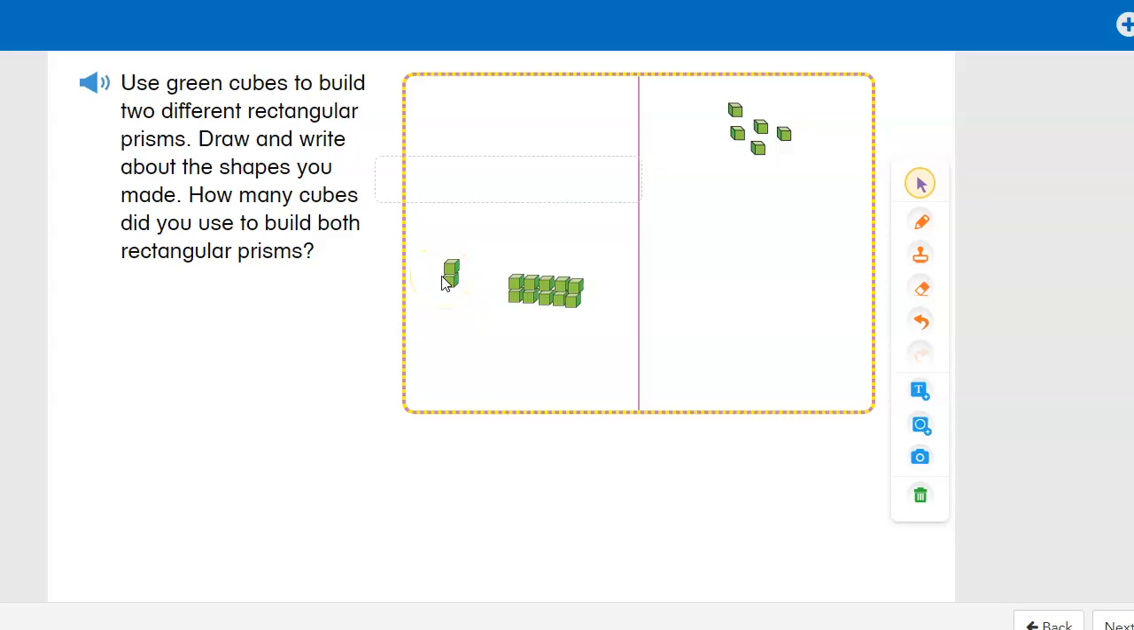So how many cubes did I use in all? I just counted 10 here. 1, 2, 3, 4, 5, 6, 7, 8, 9, 10. I'm going to add these two, 11, 12. So I used 12 cubes in all.